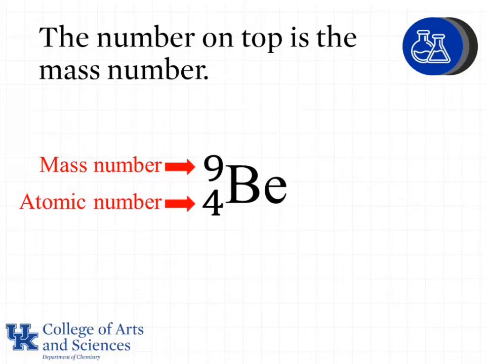In the isotopic symbol, we show the mass number as a whole number. When you look at the periodic table, you'll notice that it's not a whole number. This is for a specific version of that atom. We'll talk more about how we get to that non-whole number that's shown on the periodic table later.